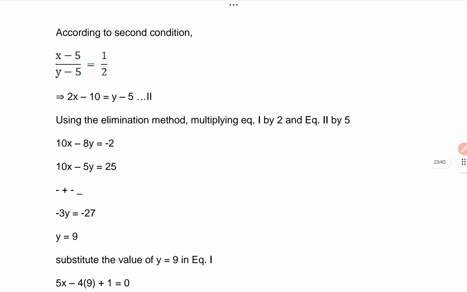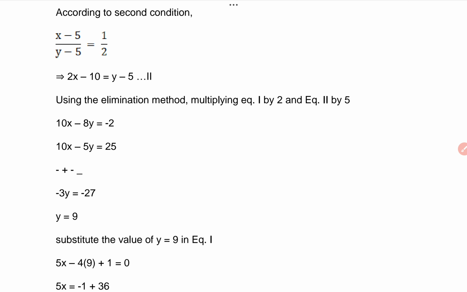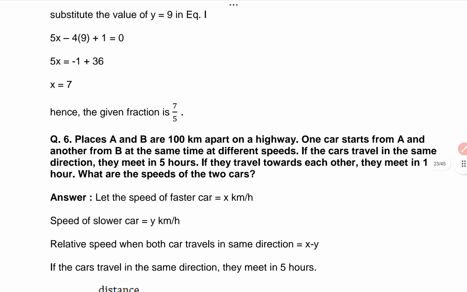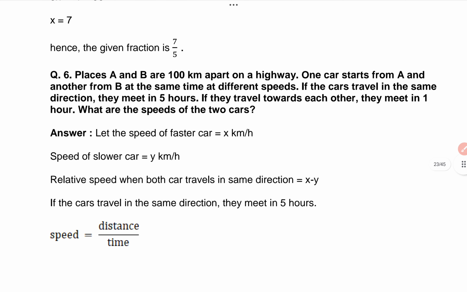Alright, so whatever in this one, I hope everything is clear. Then you can see that according to the second condition, using the elimination method, multiply equations. Okay, and then here subtracting the value of y equals 9 in equation 1. Well, so if it is clear, then you can see question number 6.